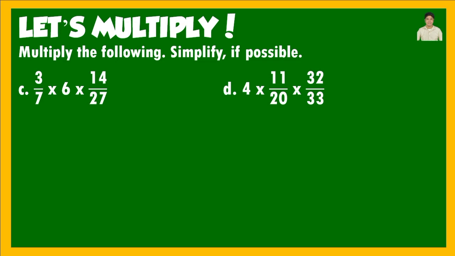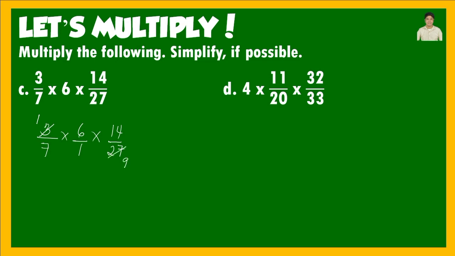So, let's have the first one. 3/7 times 6 times 14/27. So, sulat natin as 3/7 times 6/1 times 14/27. So, dito tayo sa 3, tsaka 27. So, pwede natin silang i-cancel. So, yung 3, magiging 1, kasi yung GCF nila is 3. Yung 27 naman, magiging 9.